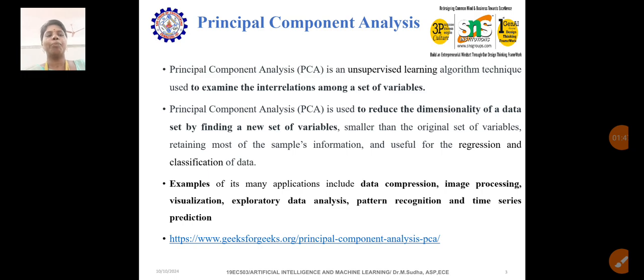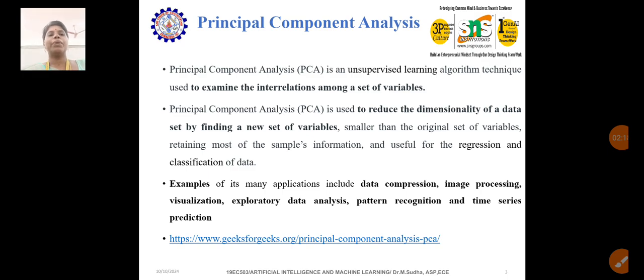First, principal component analysis. Principal component analysis is an unsupervised learning algorithm technique used to examine the interrelations among a set of variables. First it will examine the interrelations among the set of variables, so that it will come to know what type of input feature is there and in which area we want to reduce. Likewise, it will analyze and examine the set of variables.